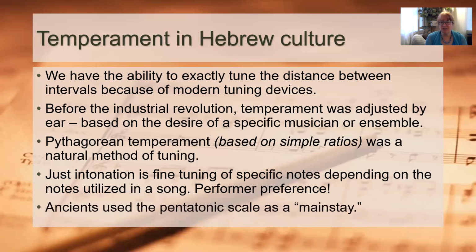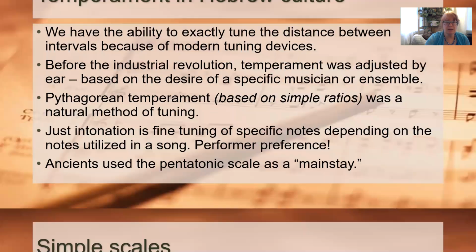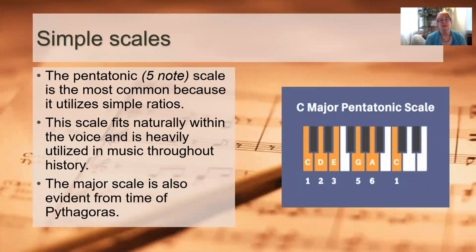Ancients used the pentatonic scale as a mainstay. And I believe here's a picture of the pentatonic scale. The pentatonic, meaning 5-note scale, is the most common because it utilizes simple ratios. This scale fits naturally within the voice and is heavily utilized in music throughout history. The major scale is also evident from the time of Pythagoras. And again, the book, How Equal Temperament Ruined Harmony, spends a lot of time taking a look at Pythagorean temperament and how that looks compared to equal temperament.